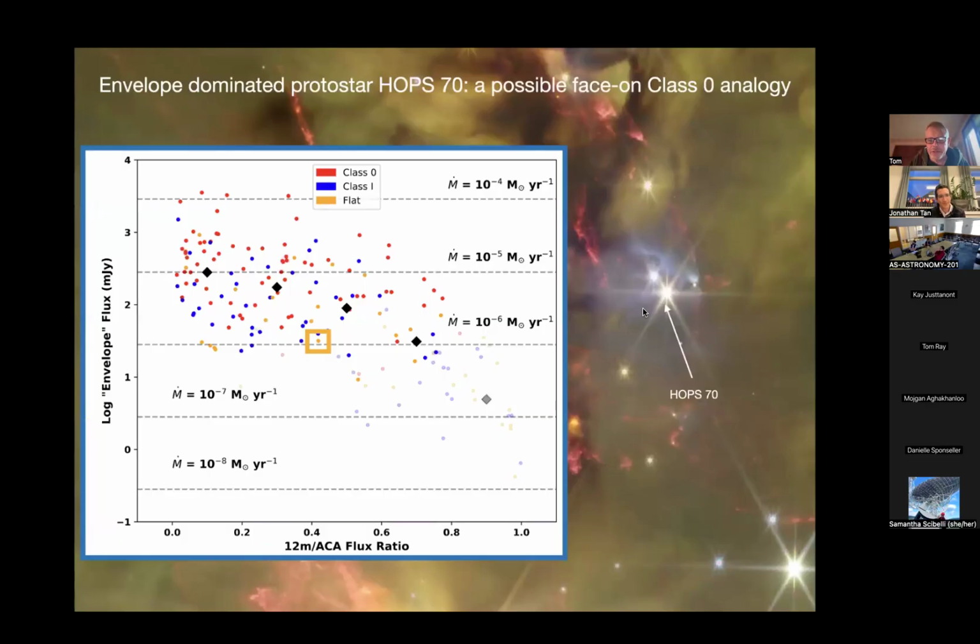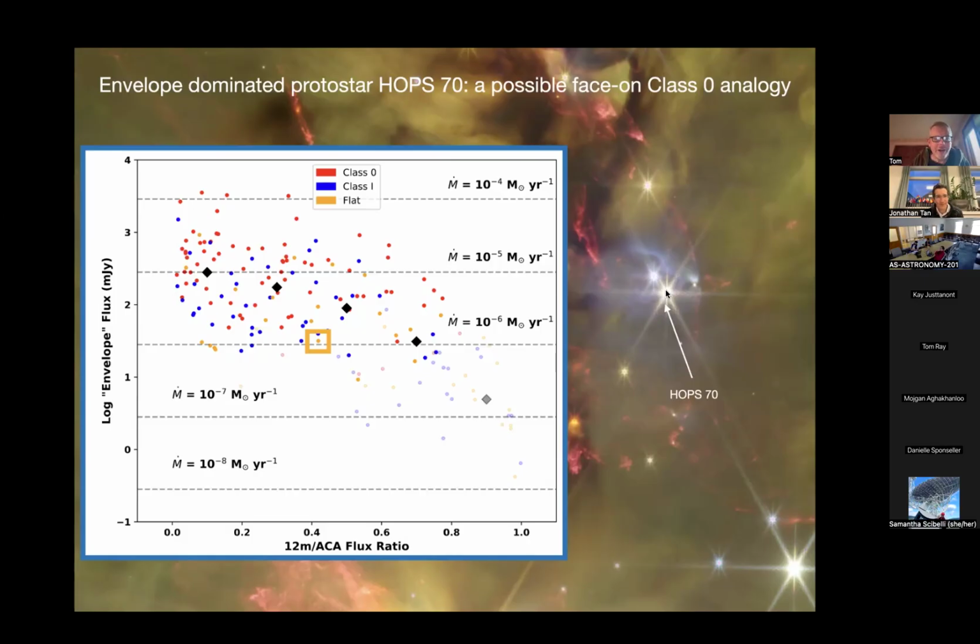Now, interestingly, let me just do a quick digression. One object that we see that we did not get IFU data of is a source called HOP70. It is actually not launching an outflow. You can see that here. But the reason I put this in is you can actually see it in our images here. It is what we think is a very envelope-dominated object, like a Class 0 protostar, but observed at a lower inclination so that we can see the central protostar through the outflow cavity.